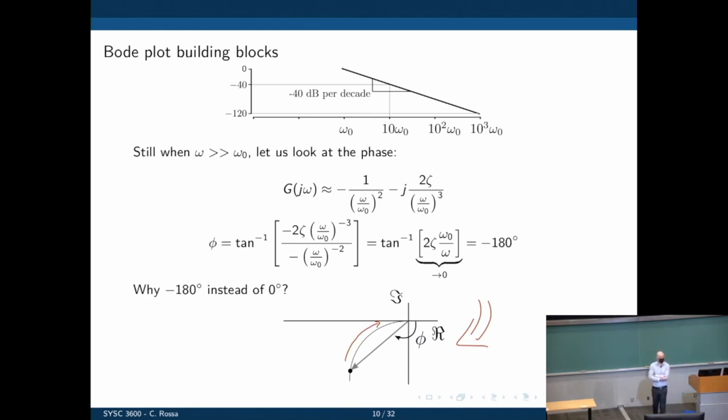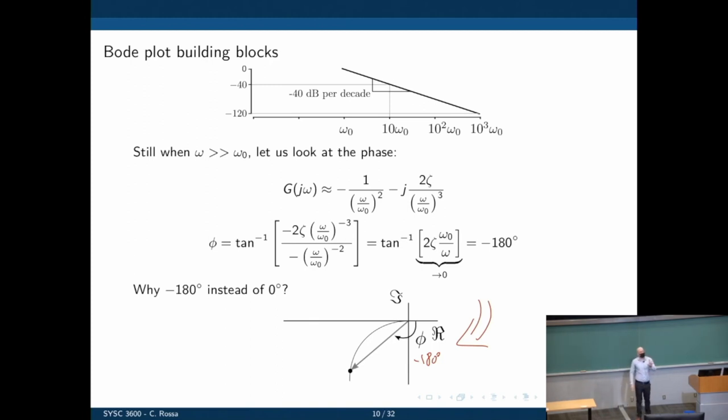So the phase is actually not zero. The phase is negative or positive 180 degrees. For convention, we say negative 180, because as the frequency increases, the magnitude tends to zero within the third quadrant. That's not zero, it's negative 180 degrees. We can verify that mathematically using the inverse tangent of the imaginary divided by the real part, making the frequency tend to infinity, and we get negative 180 degrees.